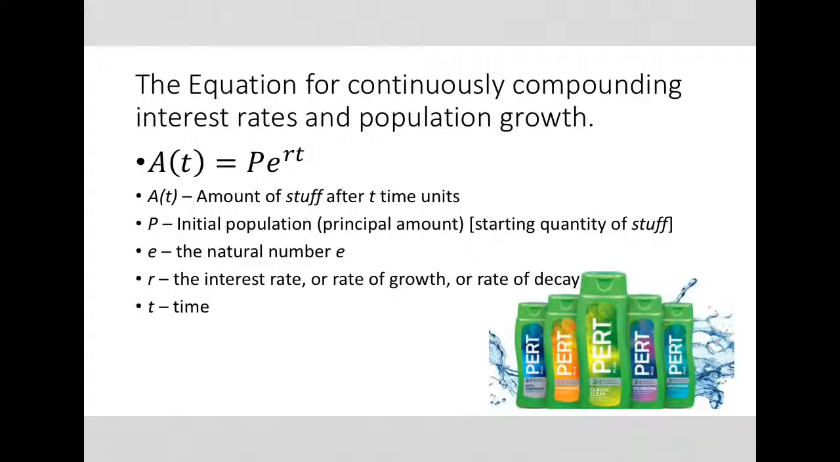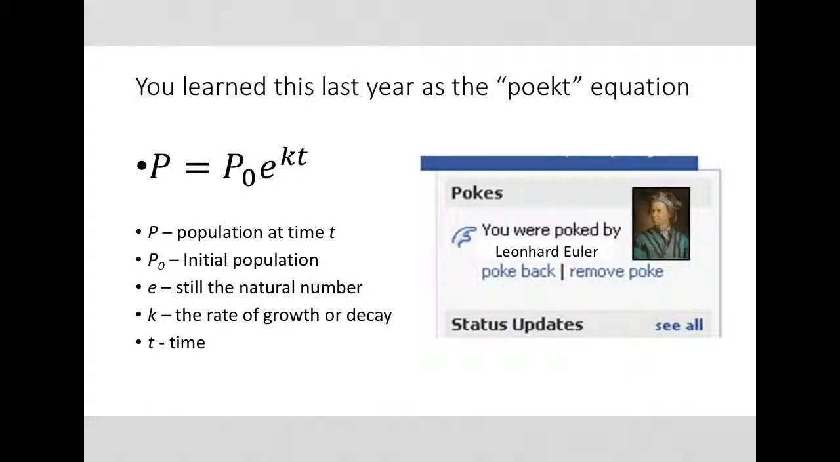But this is also the same equation that can model population growth. So that P can stand for the starting amount of money, or it can stand for the starting population. E is always just the natural number, and r could be an interest rate or a growth rate or a rate of decay, depending on the situation. Can still all be modeled with the same equation, and then t will always be time. And I remember this as the PERT equation because of the shampoo Pert Plus, but you were taught this last year as the Pe^rt equation, but they represent the exact same thing.